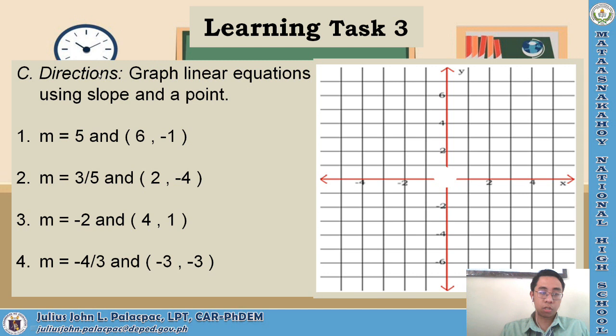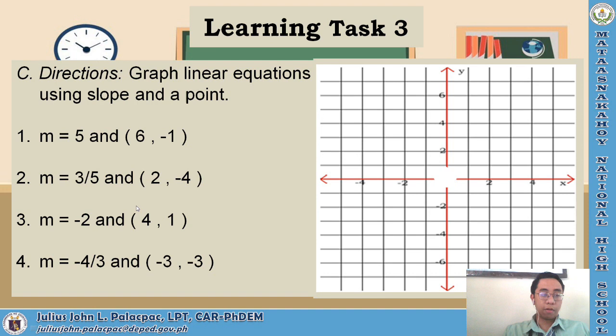So first, we graph -6, 1. So here, slope is 5. From here, we'll move upward by 5 since positive 5 is positive. So 1, 2, 3, 4, 5. And then since it doesn't have any negative sign or any denominator, it is automatically 1. So positive 1 to the right. 1 here, 1 here. Connect those points.